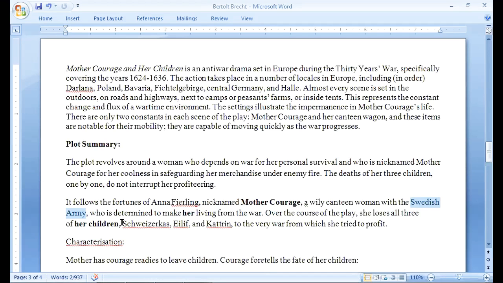The names of the children are Schweizerkas, Eilif, and Kattrin. This is the German name. Kattrin is dumb. They are two sons, Eilif and Schweizerkas. Kattrin is the daughter.